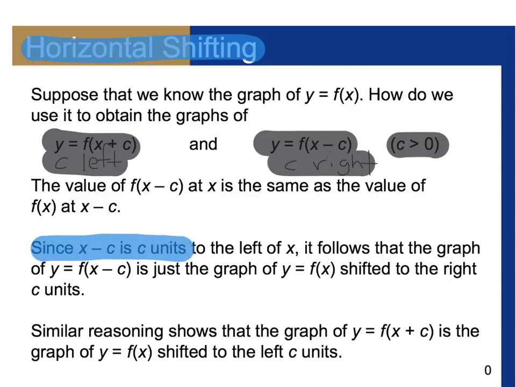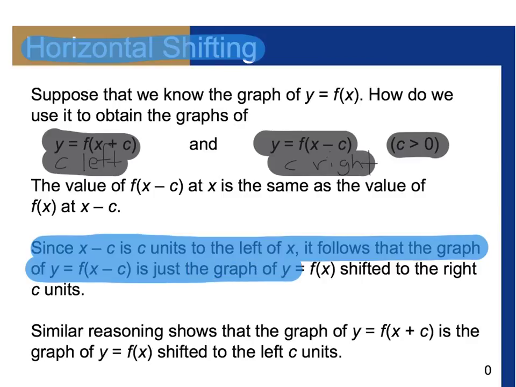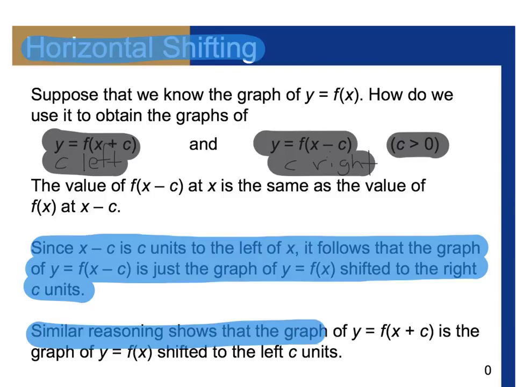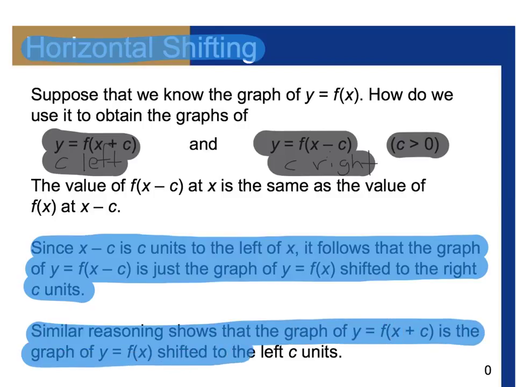Since x minus c is c units to the left of x, it follows that the graph of y equals f of x minus c is just the graph of y equals f of x shifted to the right c units. And similar reasoning shows that the graph of y equals f of x plus c is the graph of y equals f of x shifted to the left c units. It makes sense if you break it down, but it might seem counterintuitive at first. Just keep in mind that when we put x plus c in there, that's a shift left by c. When we put x minus c in our function, that's a shift right by c.